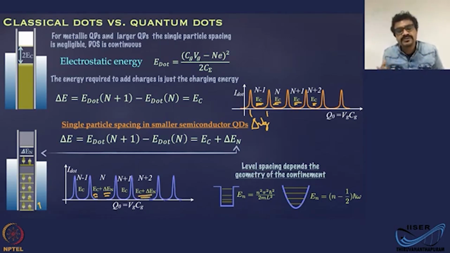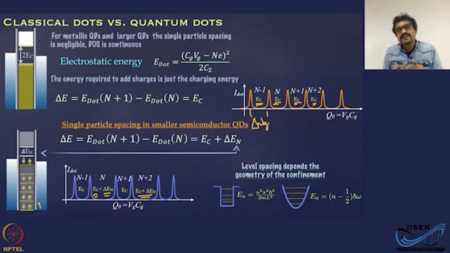So you are going to see a kind of doubly periodic oscillation. So there will be two periodicities, because you will have this addition of the level spacing coming in every other transition, or every other addition of an electron into the dot. That is the case when you have the level spacing equal. All the levels are equally separated.